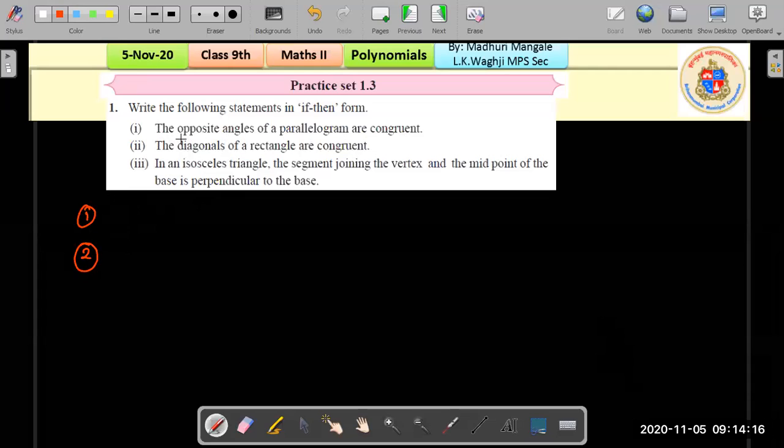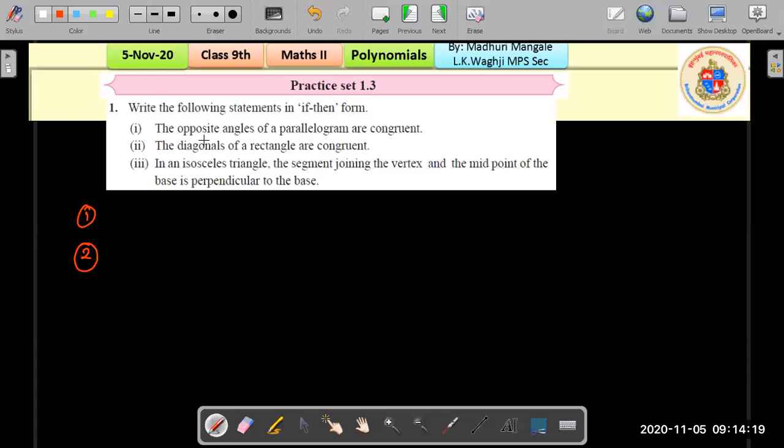That means the angles are congruent, then it is a parallelogram. We can break it like that. Means the opposite angles are congruent. This is the first part, and the second part, that it is a parallelogram. Okay, now we are just asked to write if and then, correct? We are just asked to write if and then.